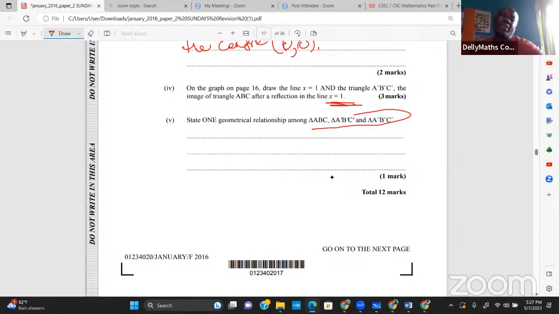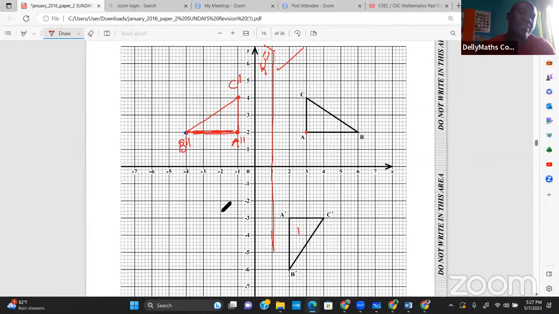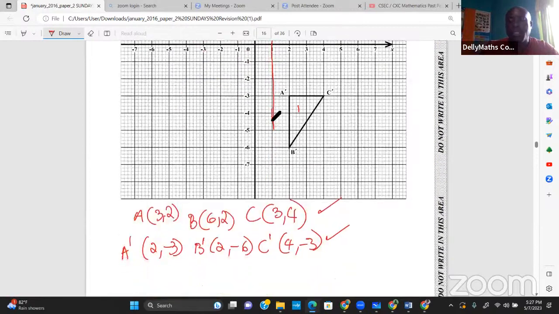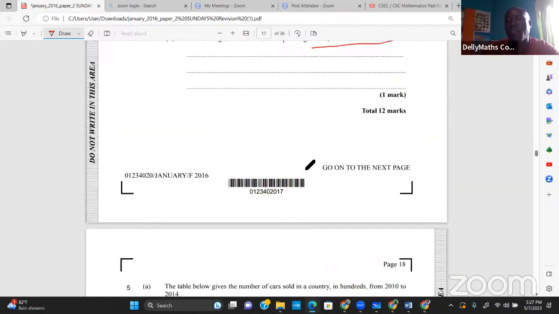When you look at the diagram, you see that they are the same size. They're all big the same way. So it's coming from ABC, and nothing changed in terms of their size, their area, or anything. So the word that you use to describe things like that is that they are congruent.